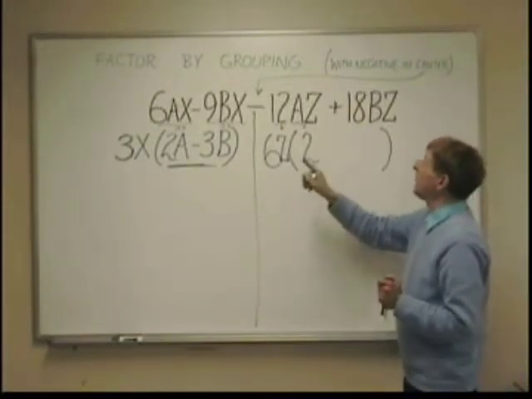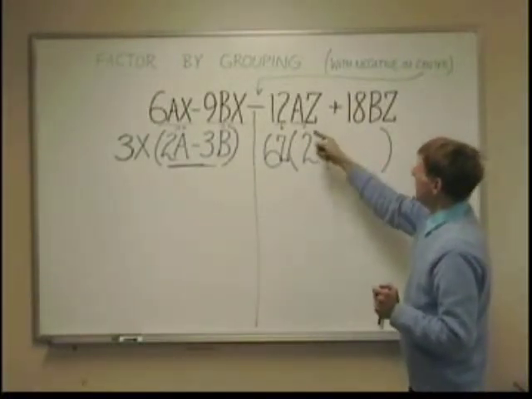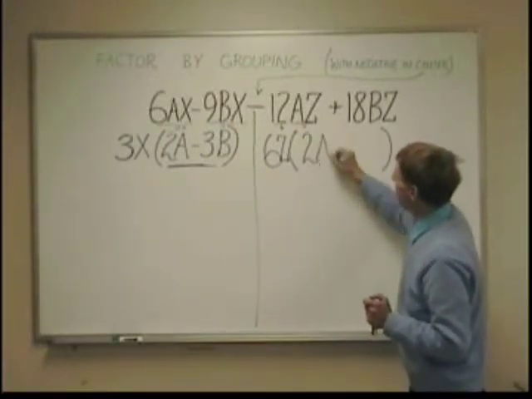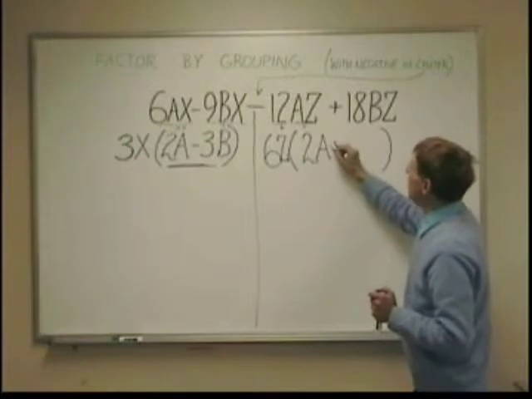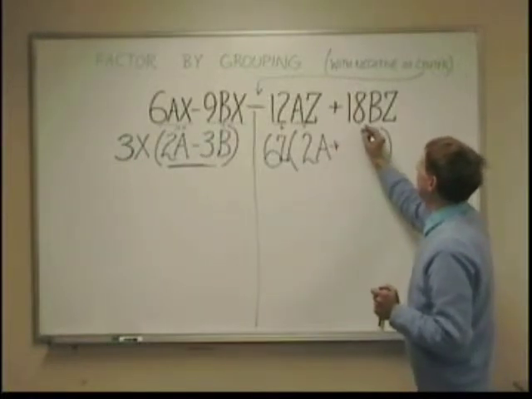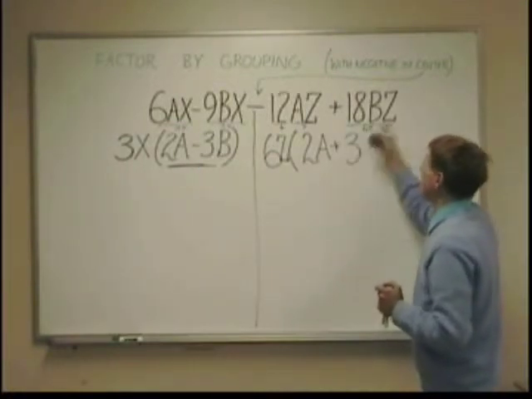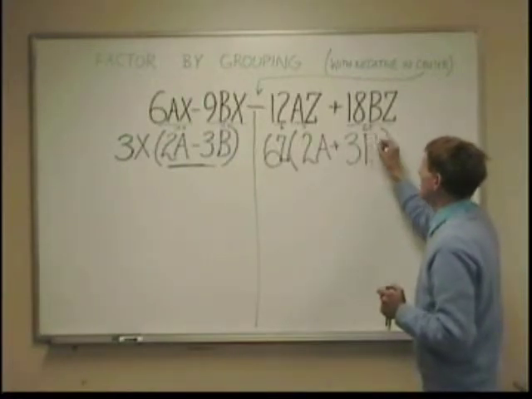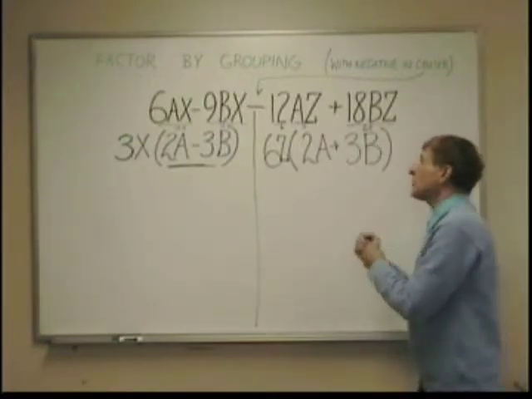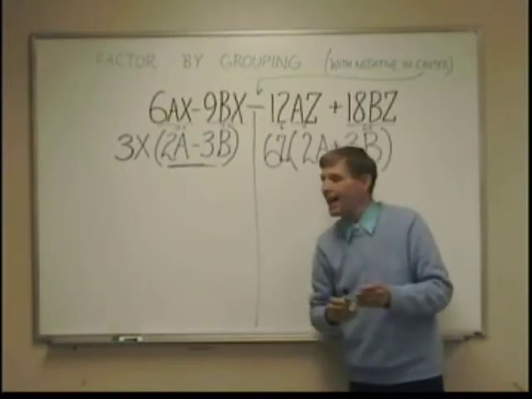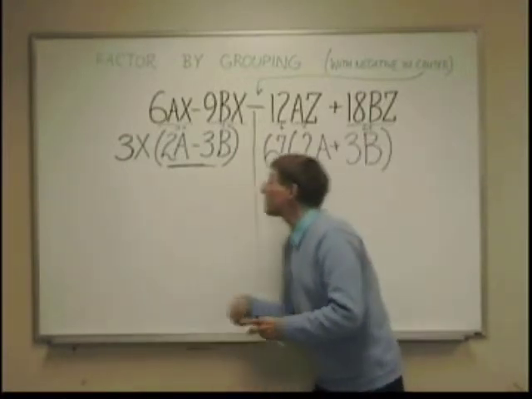So I have the z's cancel out, leaving me with 2a plus 18 divided by the 6 that's outside is 3, and the z's cancel out, leaving me with 3b. And you look and it almost works, but the signs are wrong. And here's where that negative sign comes into play.